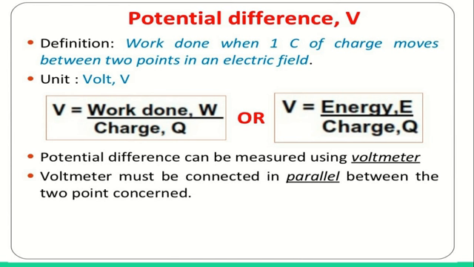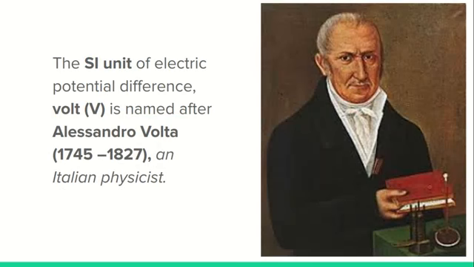So we can represent V as work done by charge, or you can also say energy by charge. It is measured using an instrument called a voltmeter, and it is always connected in parallel. We will see this in the next slide.